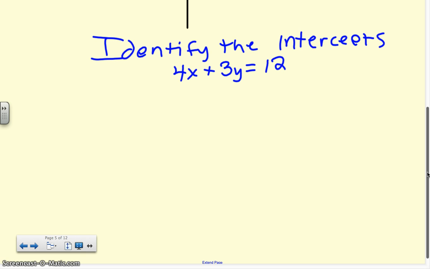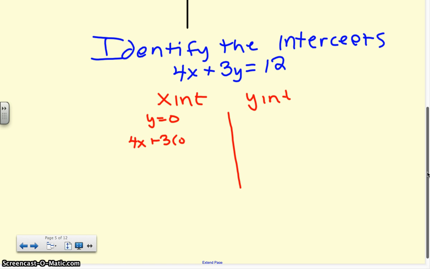And how I do this, I make a t-chart, my x-int, my y-int, okay? Write it down. At my x-intercept, y is equal to 0, so I just plug in 0 for y. So then I'd have 4 times x plus 3 times 0 is equal to 12. 4x is equal to 12, because 3 times 0 is 0. X is equal to 3. That means I cross my x-axis at 3.